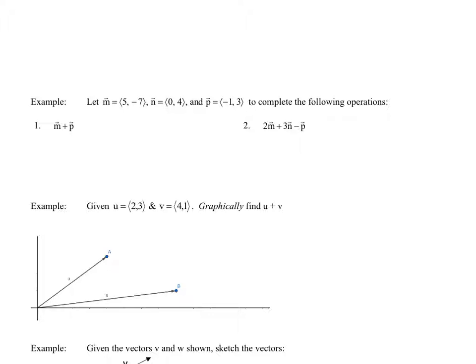All right, so I have vector m is equal to 5, negative 7, and n is 0, 4, and p is negative 1, 3. We want to complete the following operations.